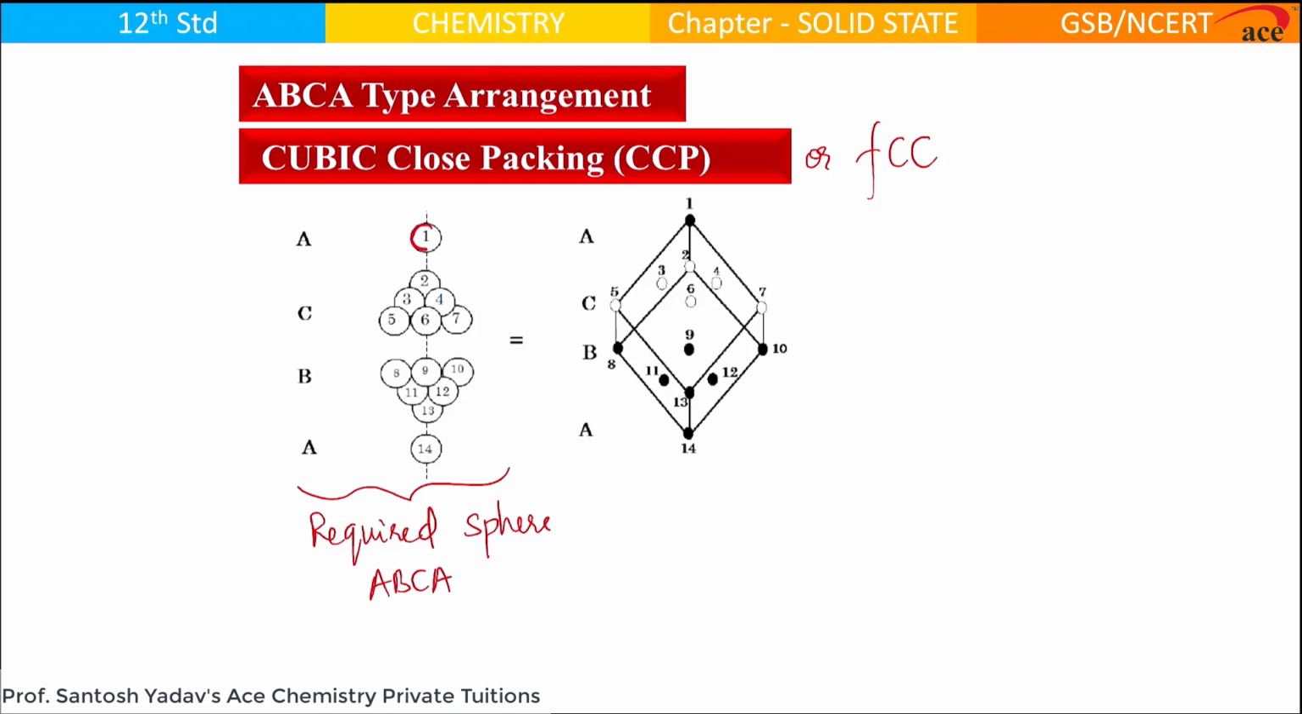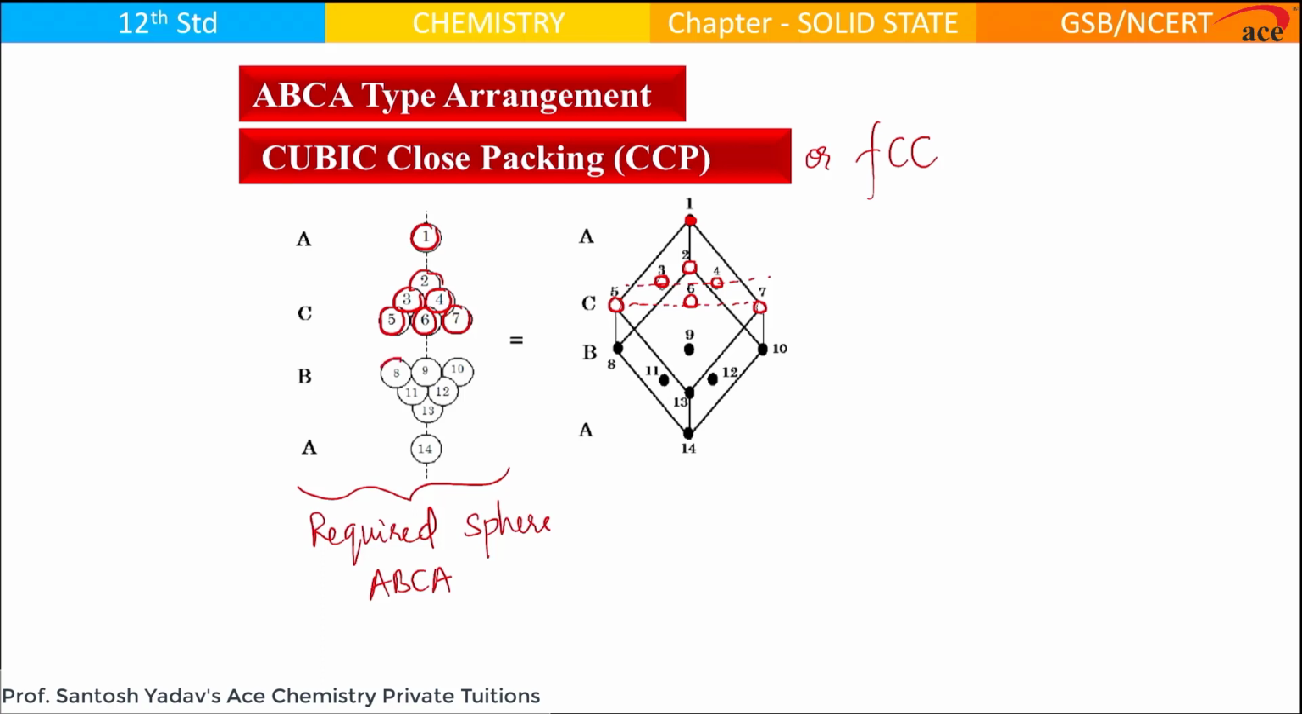If you label this as sphere number 1, then this sphere has been shown here. Sphere number 2 has been shown here. It is exactly below sphere number 1. Sphere number 3 and sphere number 4 are in one line to each other, and in between is sphere number 2. Are you able to see this? 5, 6 and 7 are also in one line.